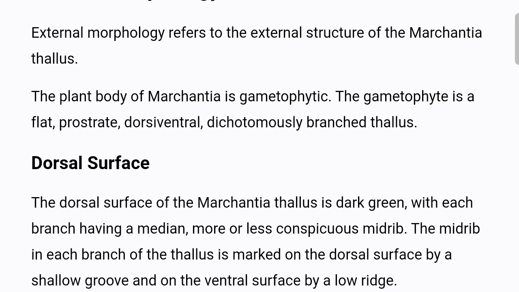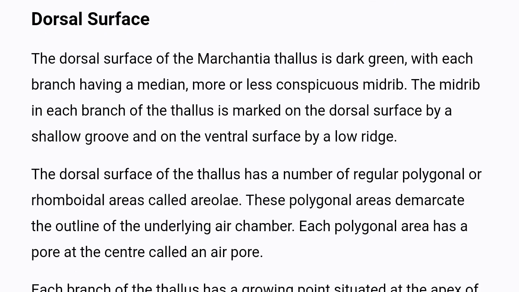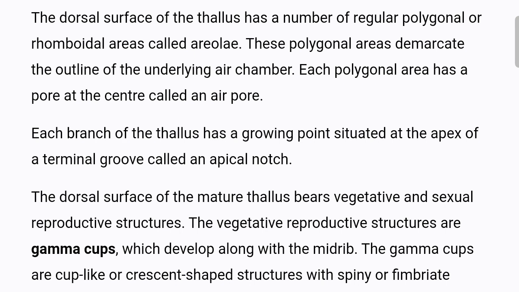Dorsal surface. The dorsal surface of the Marchantia thallus is dark green, with each branch having a median, more or less conspicuous midrib. The midrib in each branch of the thallus is marked on the dorsal surface by a shallow groove and on the ventral surface by a low ridge. The dorsal surface of the thallus has a number of regular polygonal or rhomboidal areas called areolae. These polygonal areas demarcate the outline of the underlying air chamber. Each polygonal area has a pore at the center called an air pore.